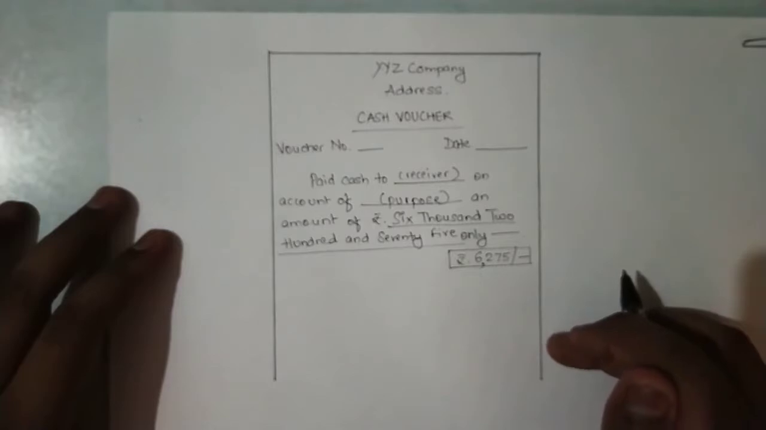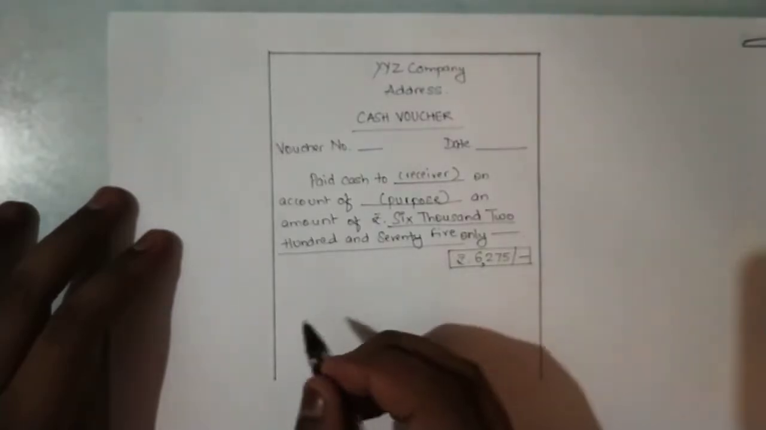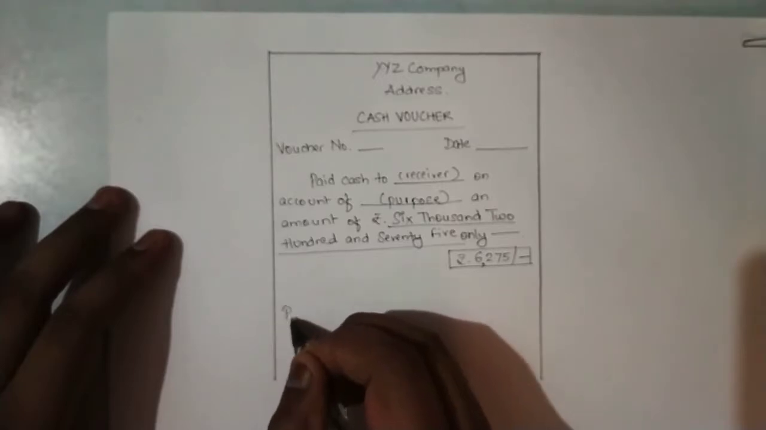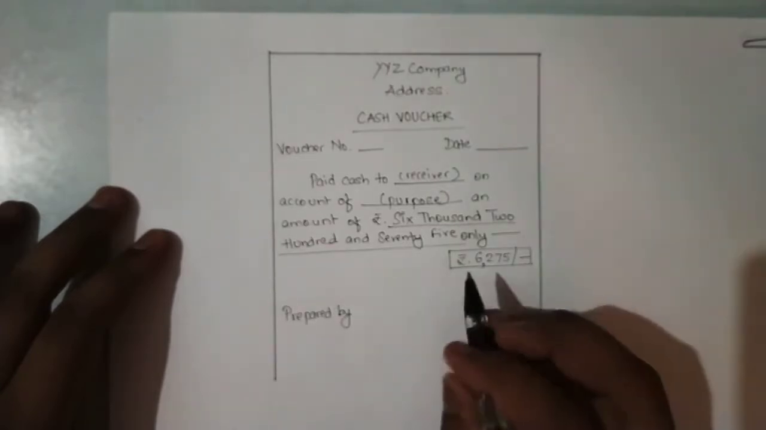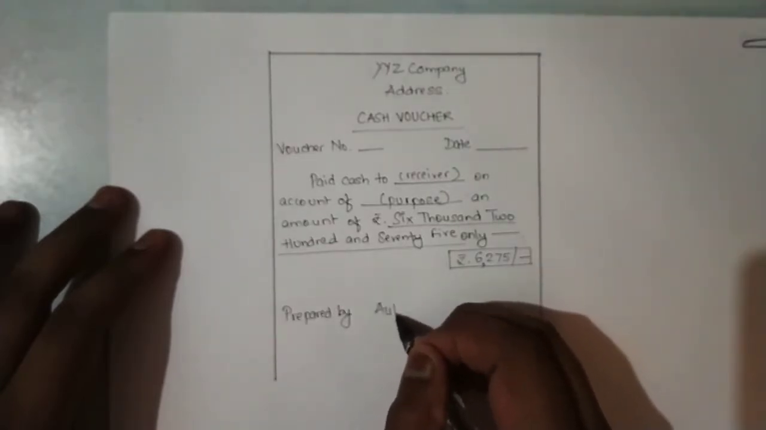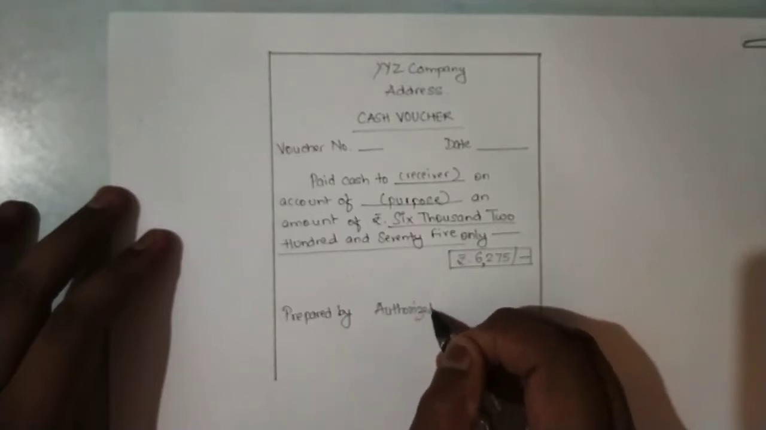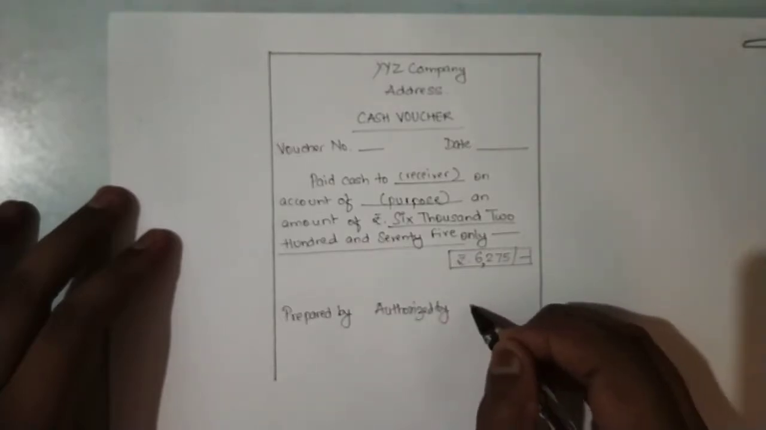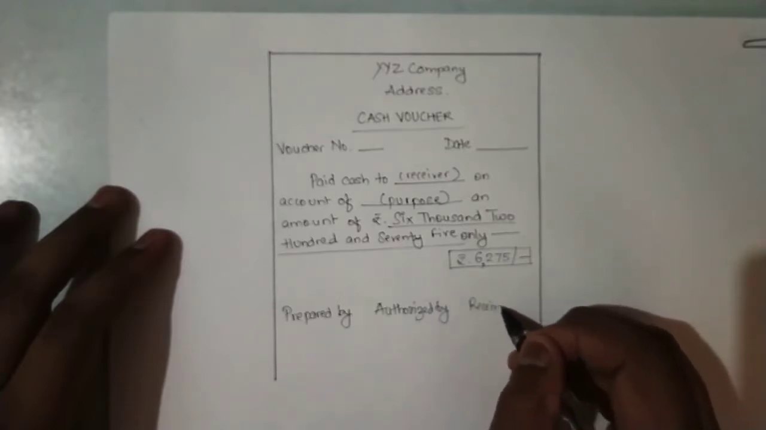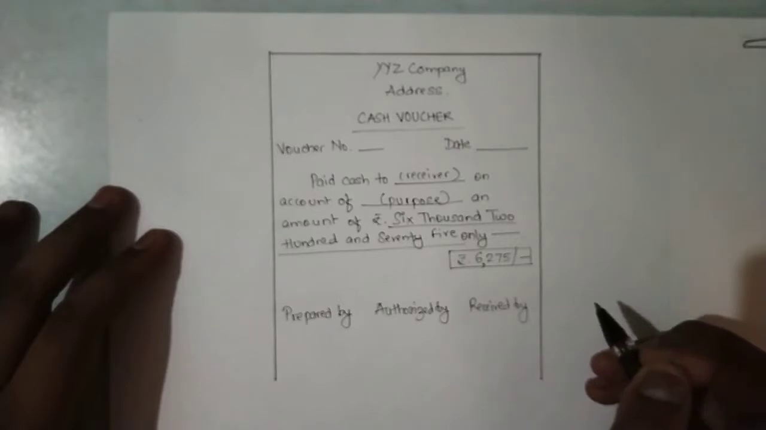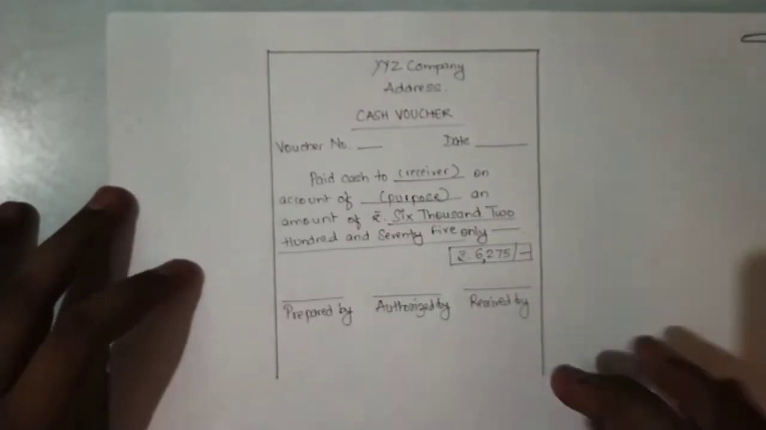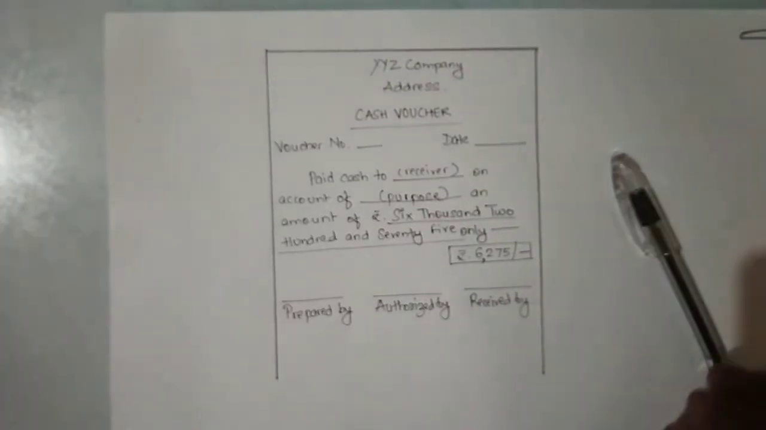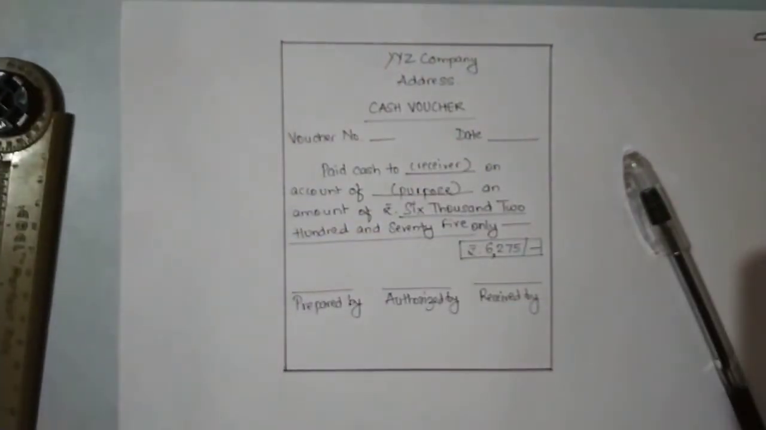Now 3 people will sign this voucher. So first of all, who has prepared this? So prepared by. Then who has authorized this? So authorized by. And who has received this? So received by. So 1, 2, 3. And then I will end this voucher with the bottom line. And that is how you prepare a cash voucher.